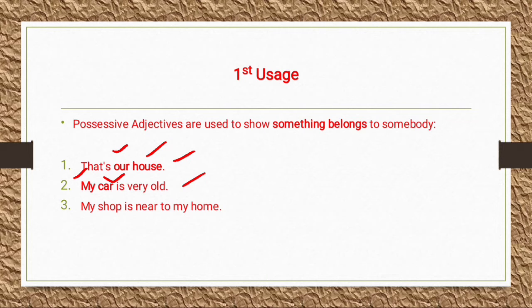My shop is near my home. Now here you can see that there are two possessive adjectives. The first one: shop is obviously a noun and my is a possessive adjective. The same, my is again a possessive adjective and home is a noun.